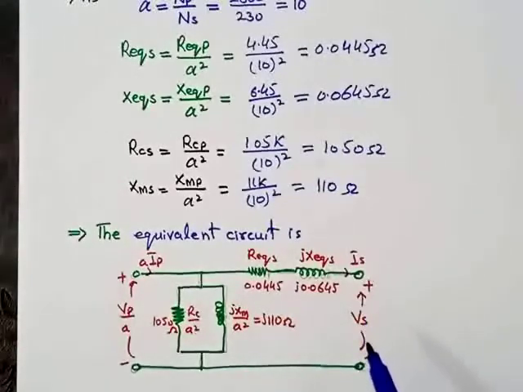So this is the equivalent circuit of the given transformer referred to the secondary side or low voltage side of the transformer. Now we will solve part C of this numerical problem.